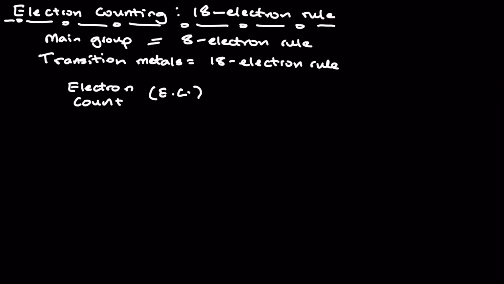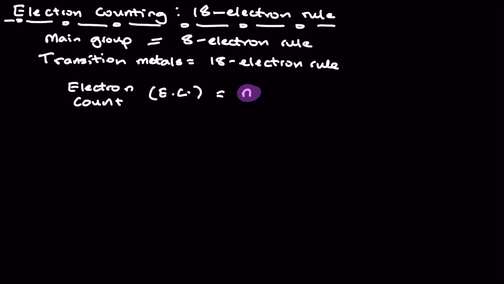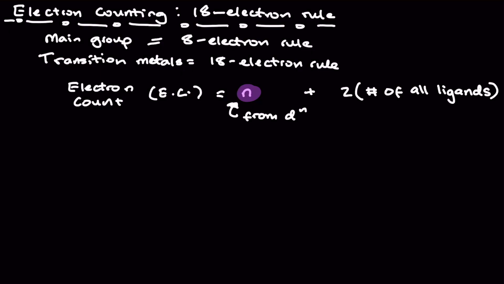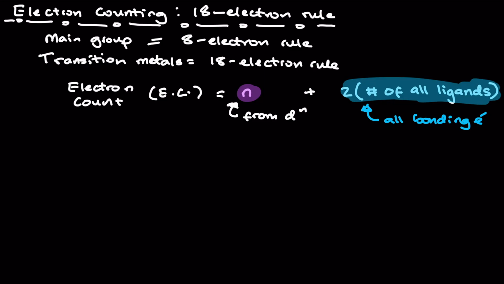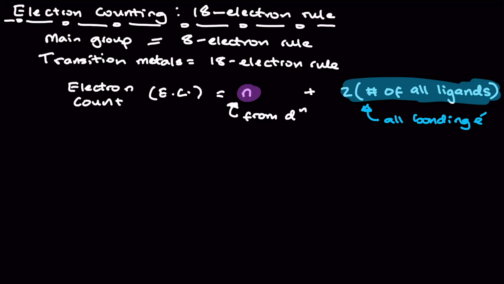What you need to know is the value of N, which is the number of all unshared valence electrons around that metal, and add that value to 2 times the number of all the ligands that are actually coordinating or attached to the metal. And this value, highlighted in blue, represents all bonding electrons. So we have all unshared electrons and all bonding electrons. We add them up together, and that's our electron count. Okay, so let's look at an example.